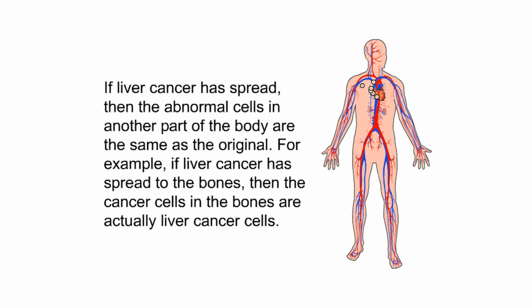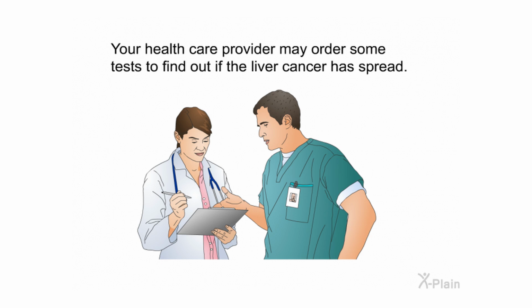If liver cancer has spread, then the abnormal cells in another part of the body are the same as the original. For example, if liver cancer has spread to the bones, then the cancer cells in the bones are actually liver cancer cells. Your healthcare provider may order some tests to find out if the liver cancer has spread.